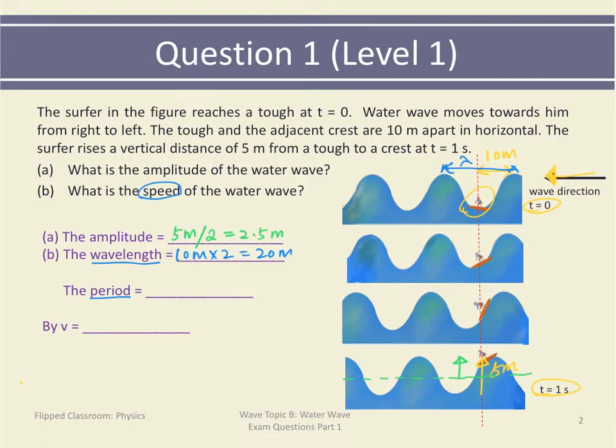Period is the time to move by one wavelength. Now the time to move by half a wavelength is 1 second. So period is 1 second times 2, which means 2 seconds. Then we can calculate the speed, equal to the distance traveled over time. That means the wavelength traveled in the time used in 1 period, 2 seconds. So it becomes 10 meters per second.